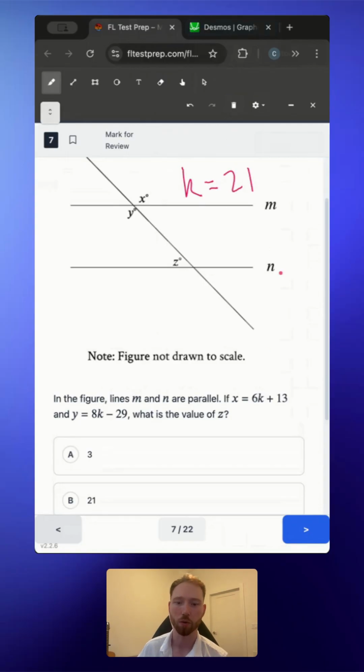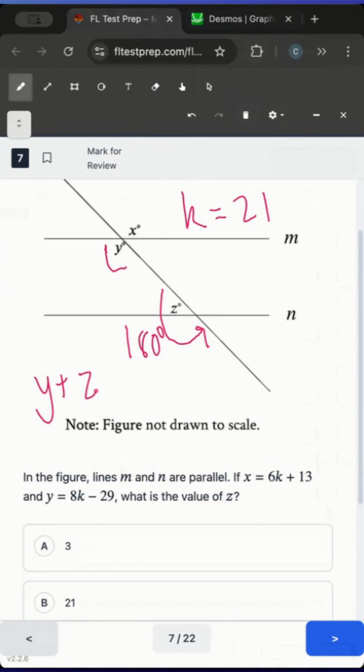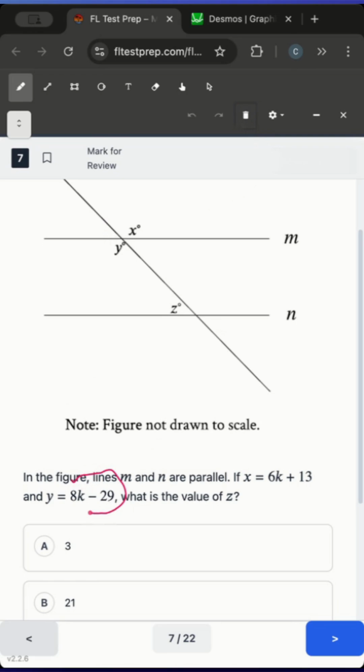All right, since we know k equals 21, we can figure out what y is. Because the amount of angles outlined from here all the way to here is a semicircle, so it's 180 degrees. So I know y plus z equals 180 degrees, because this angle right here is the same as z. So knowing that, I can figure out what y is and then subtract it from 180. So 8k minus 29, but I know k equals 21, so 8 times 21 minus 29 is going to equal y.